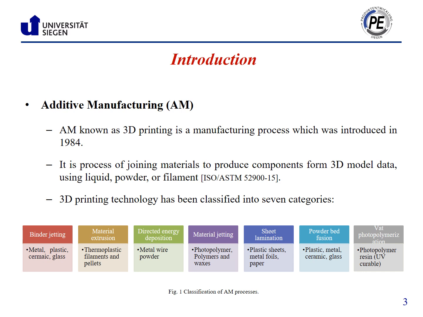They also classify 3D printing into 7 processes, which are binder jetting, material extrusion, direct energy deposition, material jetting, sheet lamination, powder bed fusion, and vat photopolymerization. As can be seen, these processes are suitable for various types of materials such as plastic, metal, ceramics, and glass.